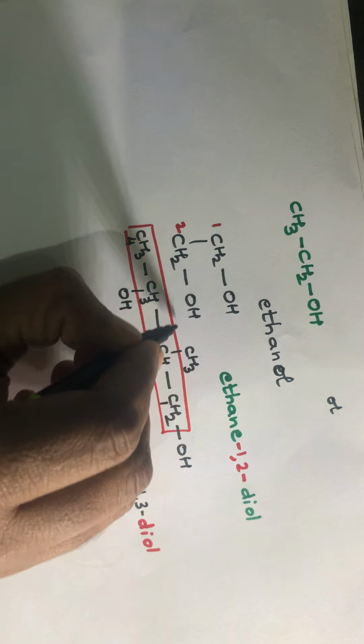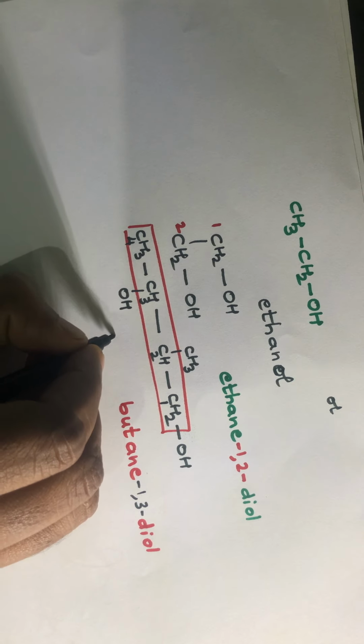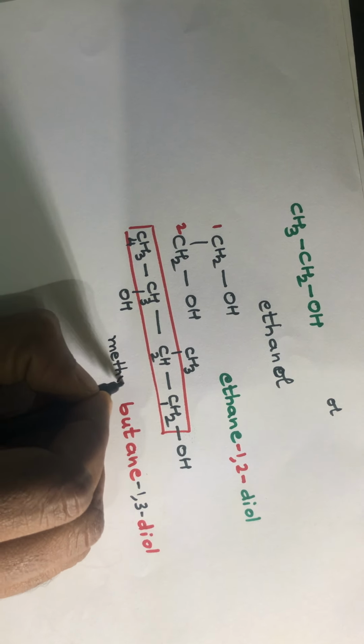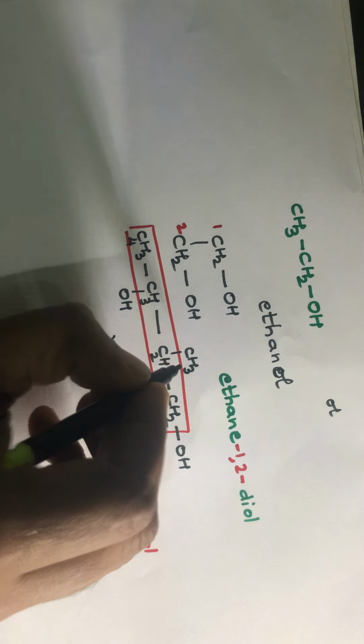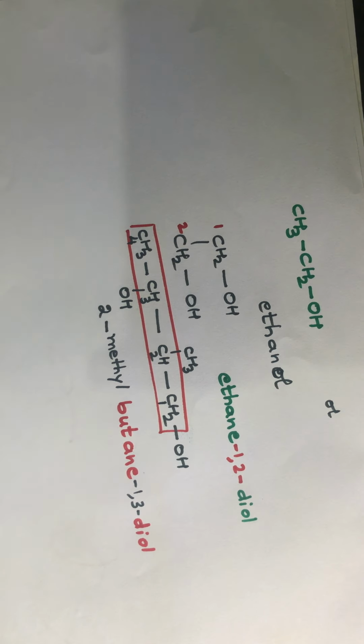There is a methyl group remaining. That is a substituent, which should always be written as a prefix. So it is methyl butane, where the methyl is present on the second carbon. Hence it is 2-methyl butane 1,3 diol. This is how we name the diols, the compounds containing 2 OH groups. If the compound contains 3 OH groups, the same method is used, but instead of diols we use triols.